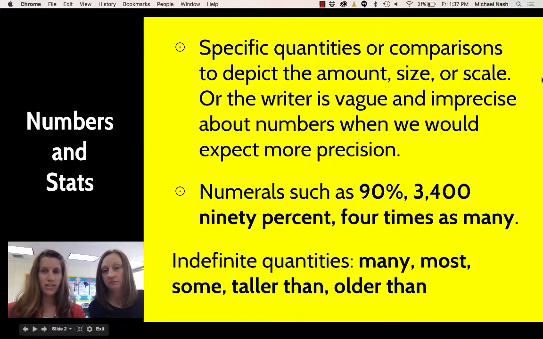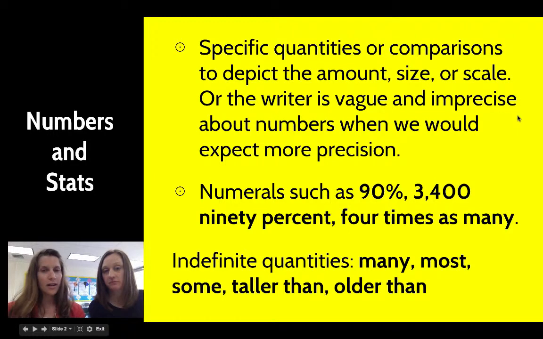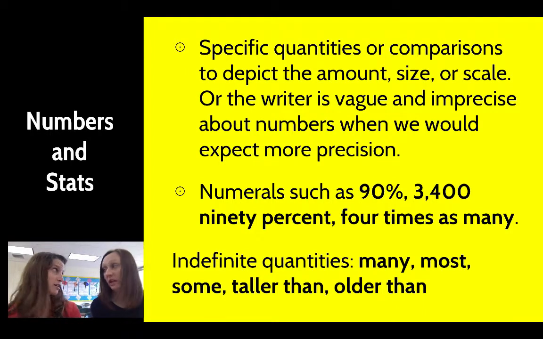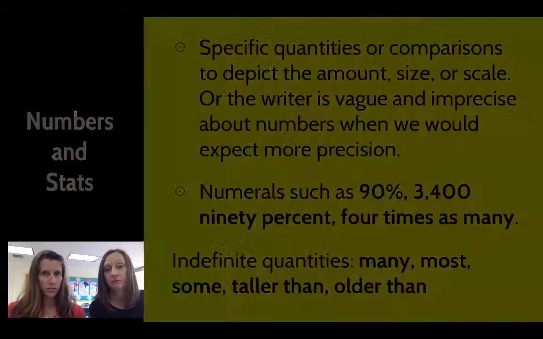So numerals such as 90%, 3,400, 4 times as many, that's going to be the specific quantities. Those are the specific ones. But you also might see things like many, most, some, a lot, taller than, older than. These are much more vague. So you have to read between the lines or do some more research about those numbers.